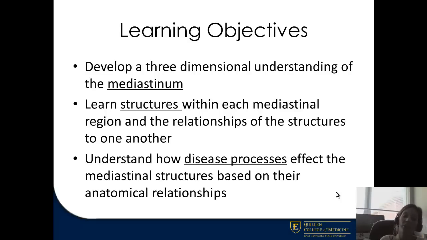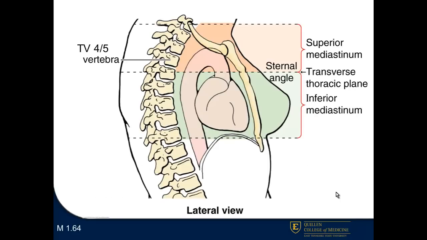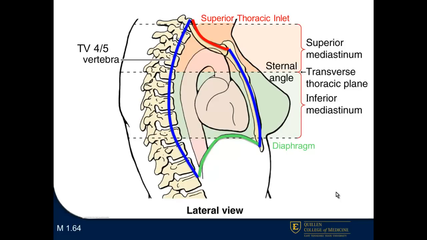Knowing these anatomical relationships will help you better understand the disease processes that affect the different structures and why you get different patient presentations. So let's start by looking at the borders of the mediastinum as a whole. Superiorly, we have the superior thoracic inlet. The superior thoracic inlet is just the bony entrance to the thoracic cage. It's formed by the clavicle, the thoracic vertebra, and the sternum. Inferiorly, we have the diaphragm. Anteriorly, the sternum, and posteriorly, the thoracic vertebra.